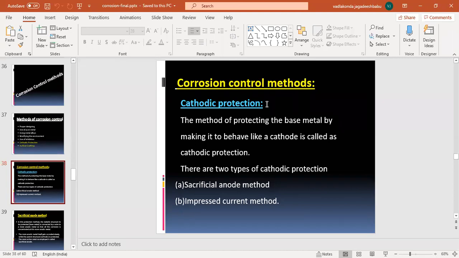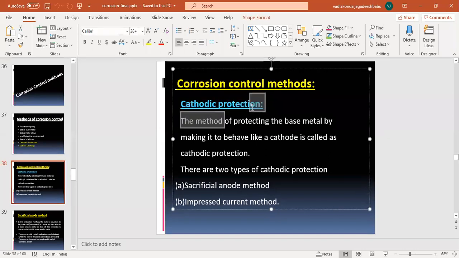Generally when a metal is undergoing corrosion, the anodic part will undergo corrosion, or when we are using two different metals, the metal which has high oxidation potential will act as the anodic part and undergo corrosion. So if we want to protect our desired metal from corrosion, we have to convert it into a cathode by any method. If we are able to do that, we will be able to protect that metal from corrosion. That process is known as cathodic protection. If you want to define cathodic protection, it is the method of protecting the base metal by making it a cathode.